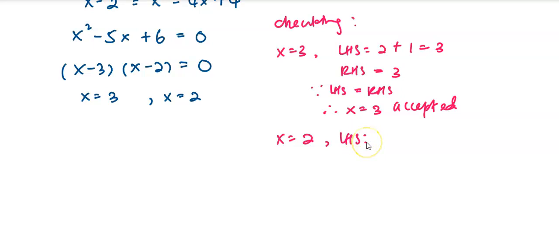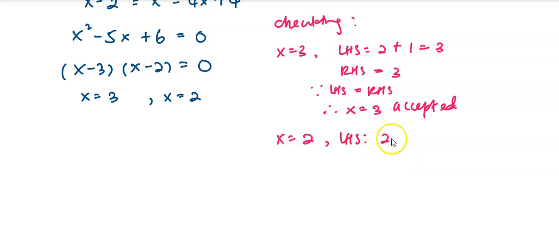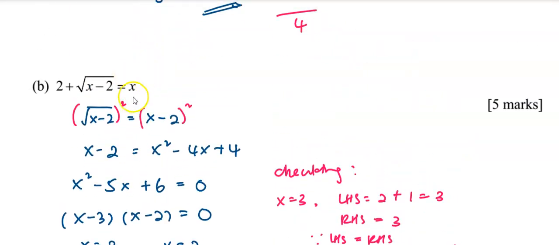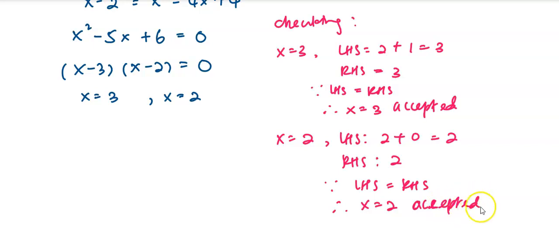Again, put the 2 into the left hand side. You got 2 plus 0, that is 2. And putting the 2 in the right side, x equals 2, the right side is x, right? So you have a right side value of 2 as well. So again, left hand side is equal to right hand side. Therefore, we say that x equals 2 is accepted as our final answer. So we are going to accept both answers.